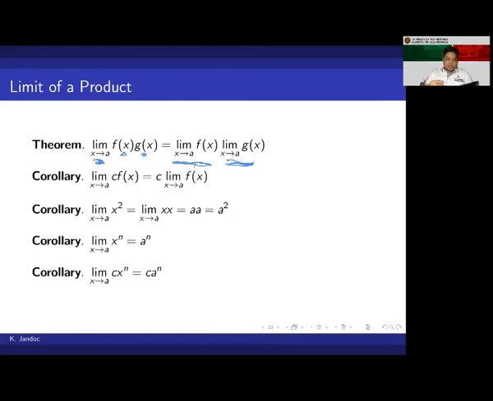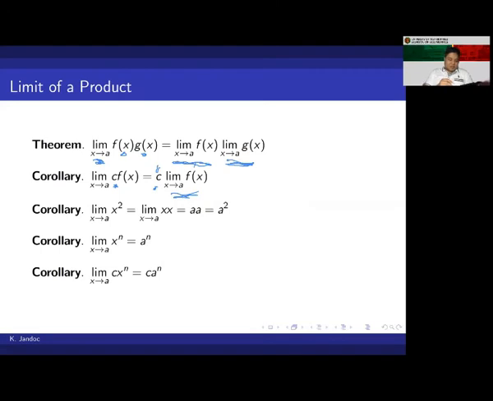This is a corollary. So if one of the functions is a constant function, for example g of x is equal to c, then this is the same as the limit of c as x approaches a. In this case, from the theorem a slide ago, this is equal to the constant c times the limit of f of x as x approaches a. This one is a constant function, so the limit of that is the constant.